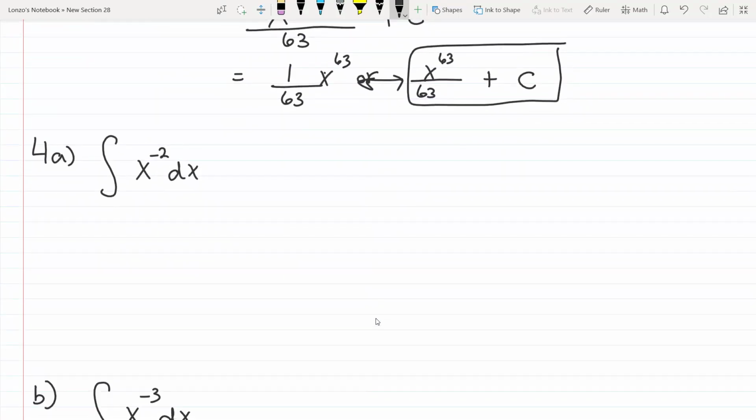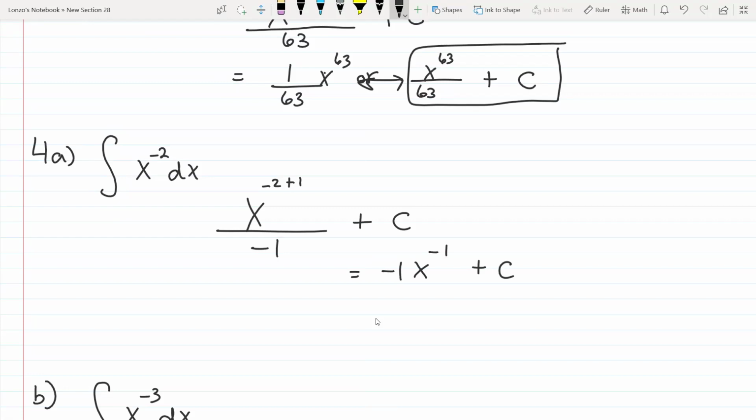Okay, 4a. So integration of x to the -2 dx. Now we're dealing with negative powers, but it's okay. It's the same rule. It's the old power plus 1, so -2 plus 1, divided by that power. So -2 plus 1 is -1, plus c. So let's see if we can simplify this. This would be -1 x to the -2 plus 1, which is -1, plus c.